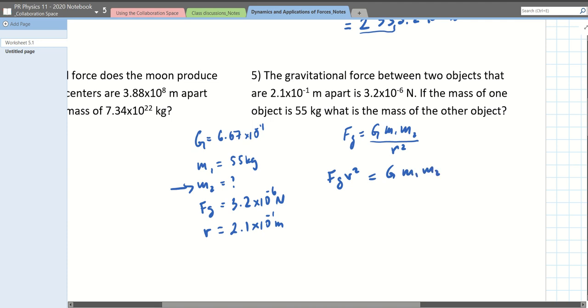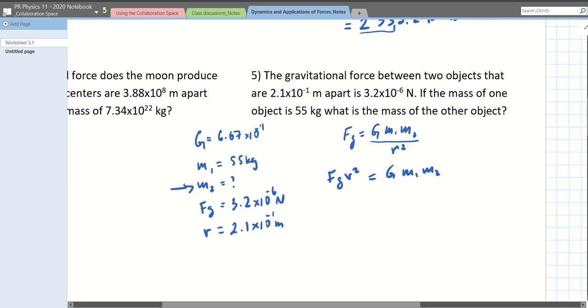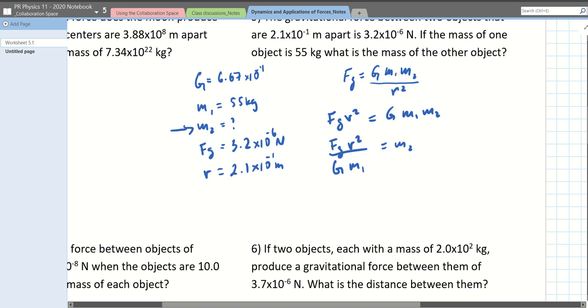Okay, and then divide both sides by g times m1 to get rid of g and m1 on the right side to get the m2 by itself. So here's what we're going to get: r Fg r squared over this equals m2. Once you get to this point, all you have to do now is plug in the numbers to get the answer for m2.